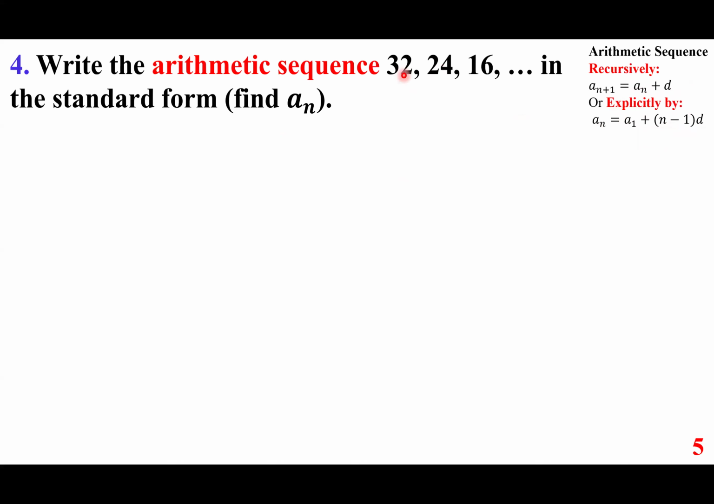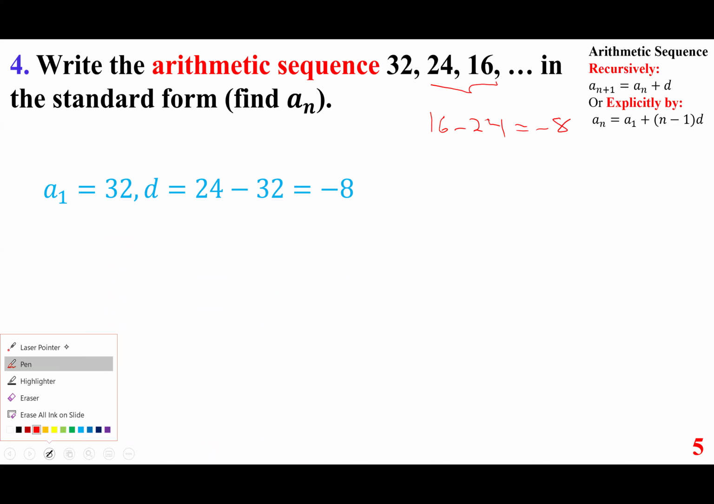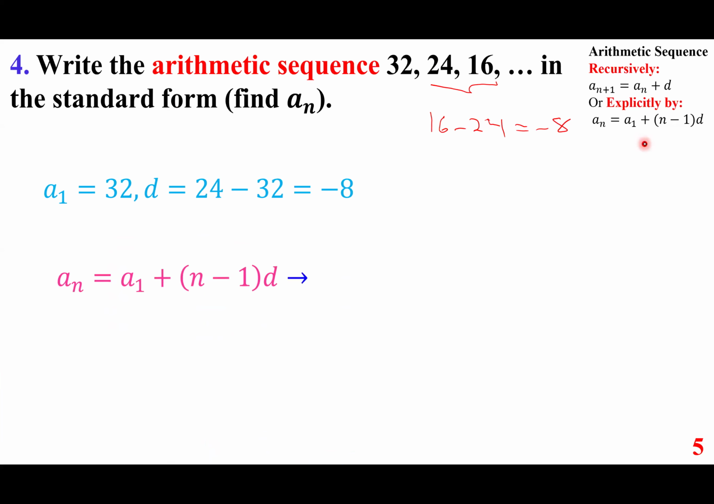d: 24 minus 32 is negative 8. And you're going to double check, meaning let's do this too: 16 minus 24 is also negative 8. Although they have told us it's an arithmetic sequence, but check. And so we go with this formula. We are going to replace a sub 1 with 32 and d with negative 8.